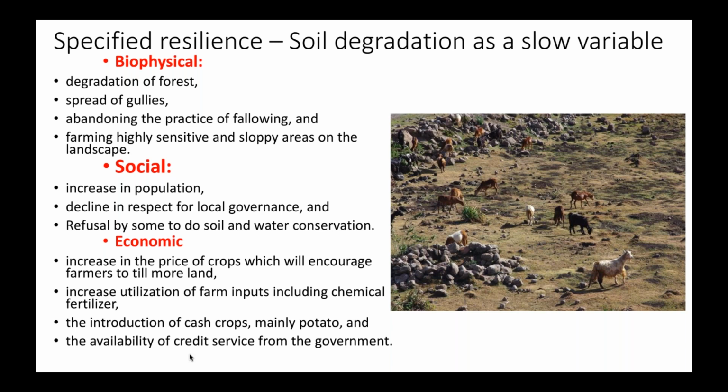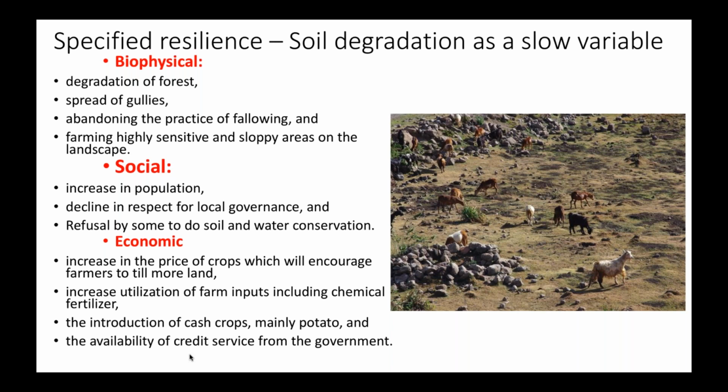Degradation of forests is biophysical. When the forest degrades, it has an impact on the soil. These are the slow variables: spread of gullies, abandoning the practice of fallowing. Fallowing, for those of you who don't know, is when farmers leave their land for a year after they have farmed it so that it recovers. That land recovery is called a fallow. And farming in highly sensitive sloping areas.